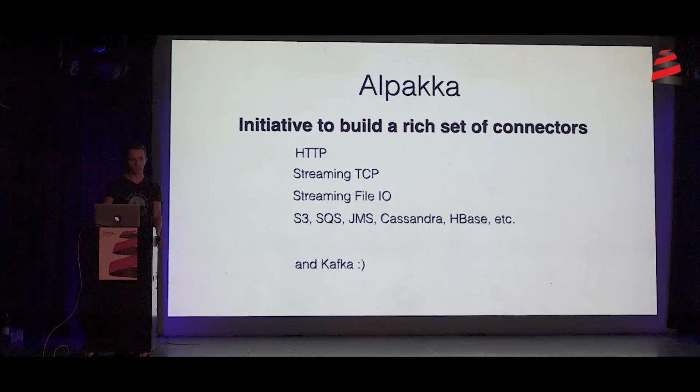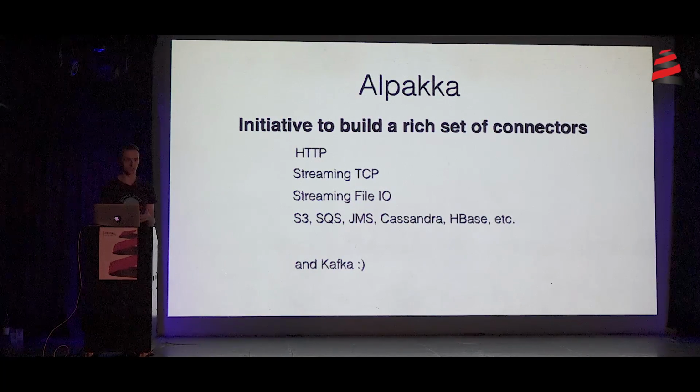And there is this Alpakka project, which is basically an initiative to build a rich set of connectors. So if you go to GitHub and find Alpakka, it's just a big repository with many modules, which are libraries for connecting with Akka Streams. If you want to connect to HTTP, streaming TCP, files, different kinds of queues, databases, everything, and of course Kafka. But Reactive Kafka is a project outside the Alpakka repository. But still, it represents one of the Alpakka connectors. It's quite a sophisticated connector, and we'll shortly see how it works inside.